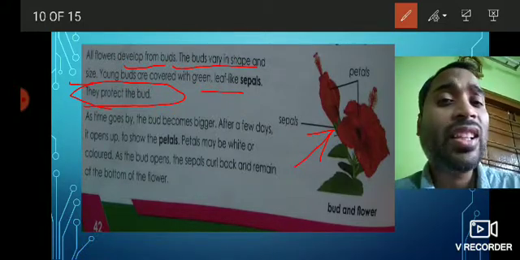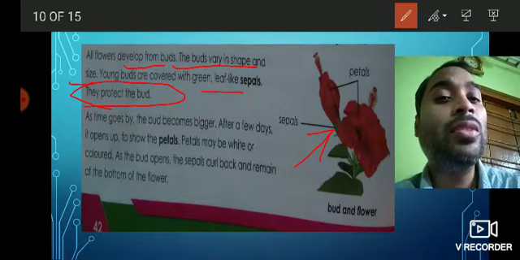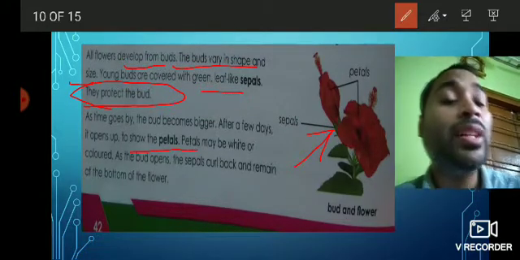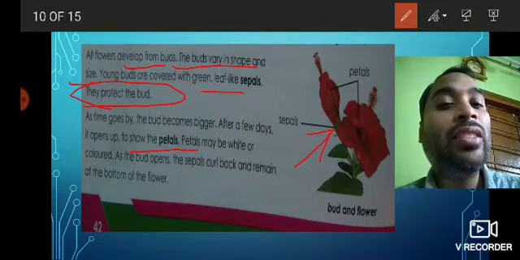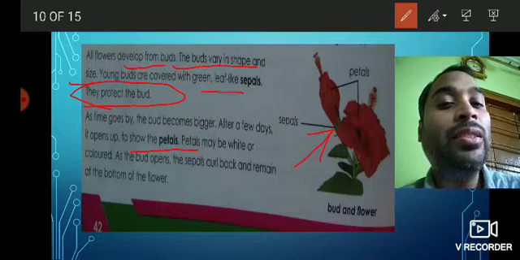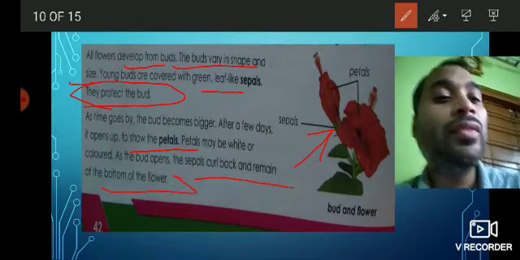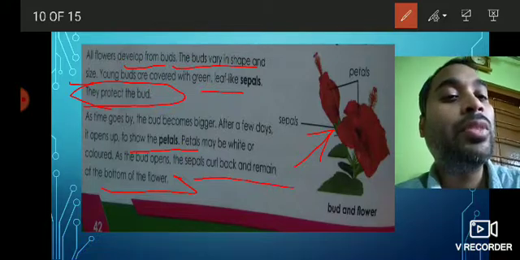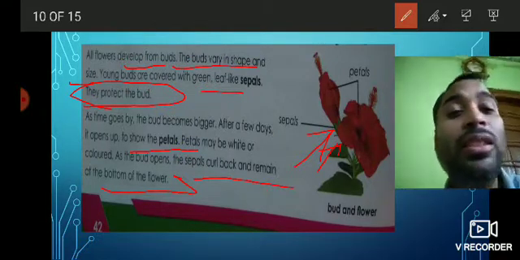So as time goes by, the bud becomes bigger. After a few days it opens up to show the petals. So the petals come out from the buds only. Petals may be white or colored. As the buds open, the sepals curl back and remain at the bottom of the flower. So the sepals which you can see here remain in the bottom part of the flower.